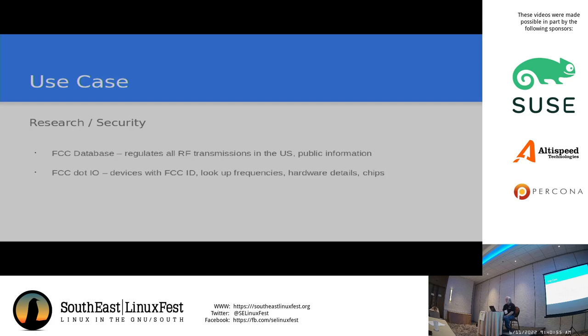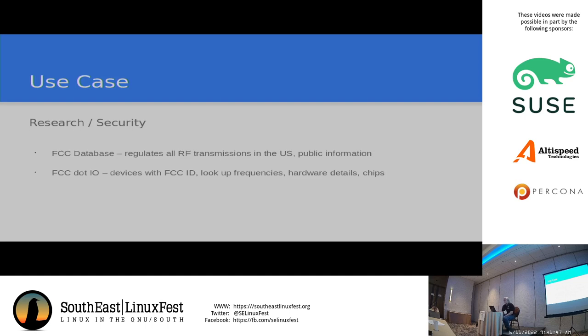And getting close here to the end, as far as in the research area, all devices that transmit radio frequency have to be registered with the FCC database, and that's public information. So you can go to the FCC database and try to navigate through that whole myriad of information and try to find what you're looking for, but most all of these devices will have some kind of a tag either on the outside or on the inside of the device that states what the FCC ID is for that device, because it had to be registered and approved by the FCC.